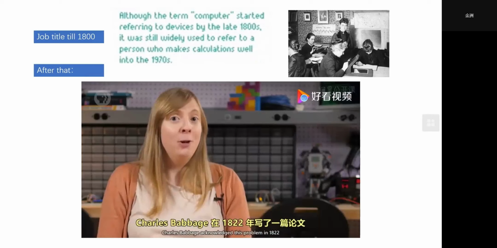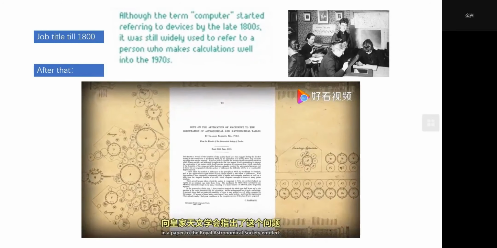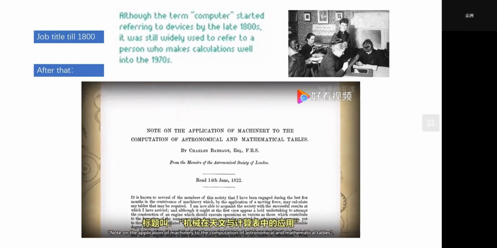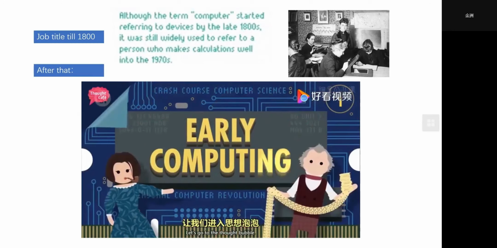Charles Babbage acknowledged this problem in 1822 in a paper to the Royal Astronomical Society entitled Note on the Application of Machinery to the Computation of Astronomical and Mathematical Tables. Let's go to the thought bubble.